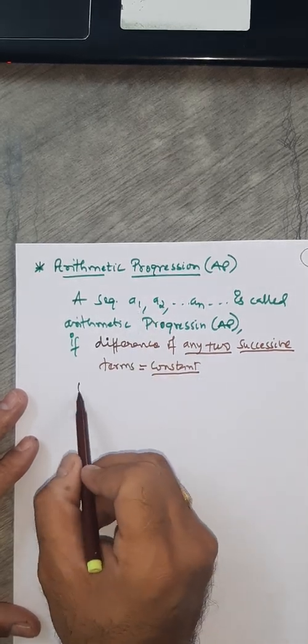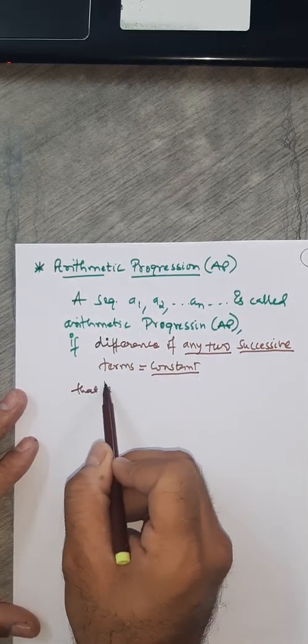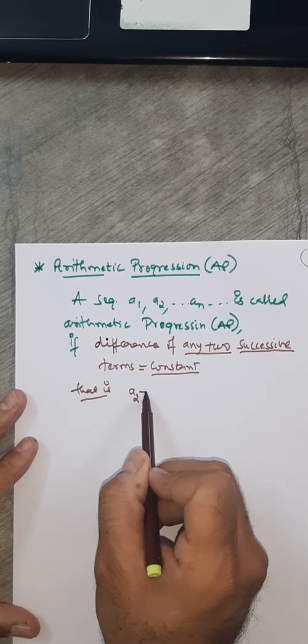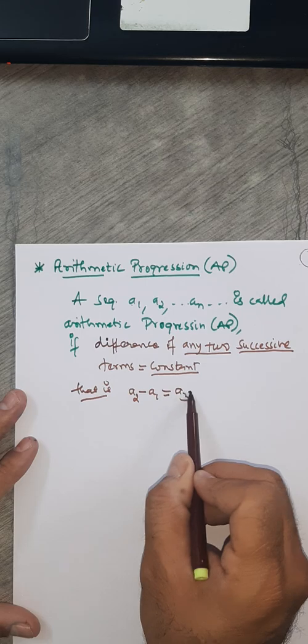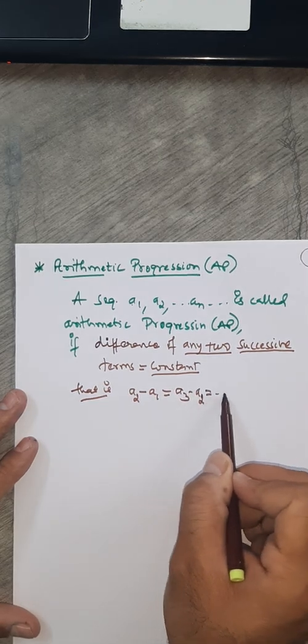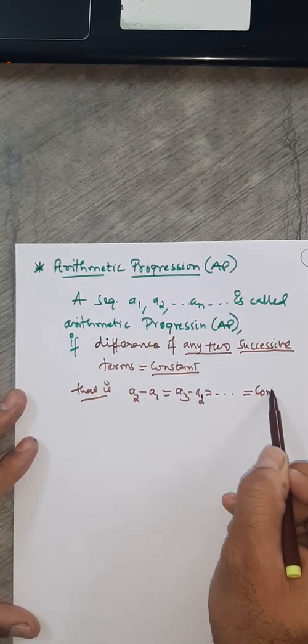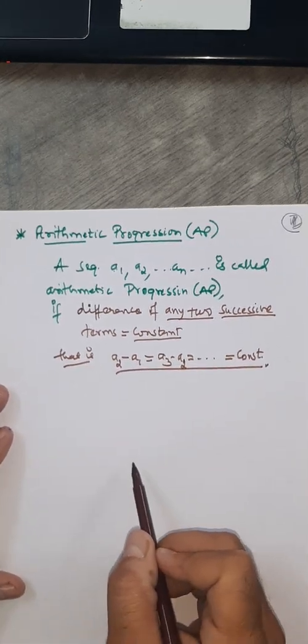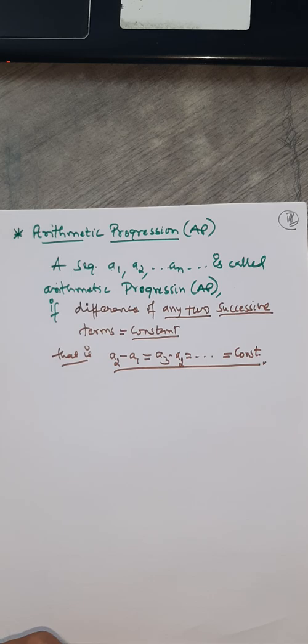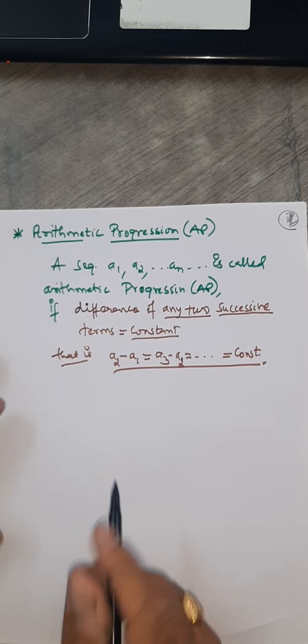This minus this. What is the meaning of this? That is A2 minus A1. The next, A3 minus A2, and so on. This should be a constant. Then it is called arithmetic progression. Difference of any two successive terms should be constant.